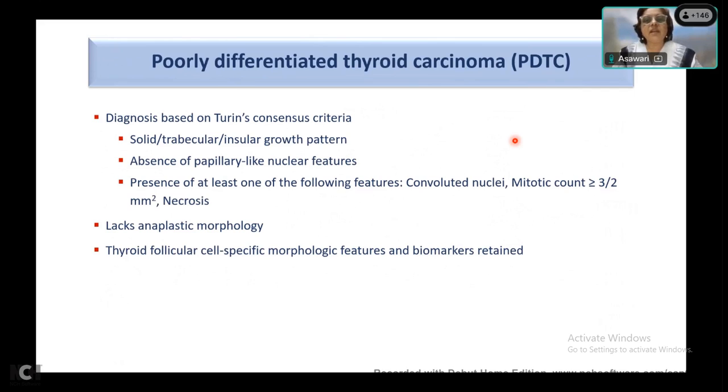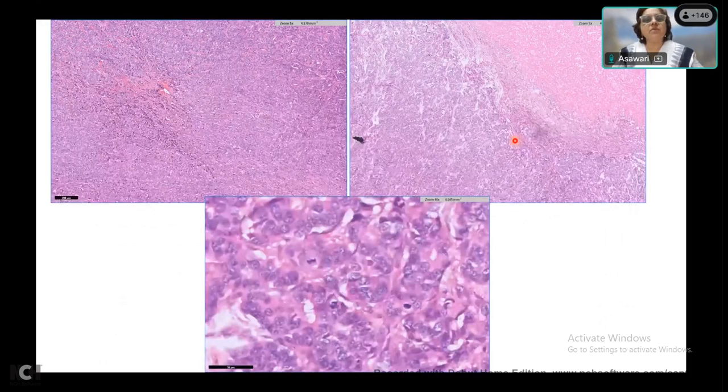So these are just the criteria that have been enumerated for poorly differentiated thyroid carcinoma. It should not have anaplastic morphology, should not have papillary nuclear features, and as we said, a solid trabecular insular pattern with mitosis and necrosis. This is one of our cases, just to show you that it has mitosis, necrosis, and a solid pattern.